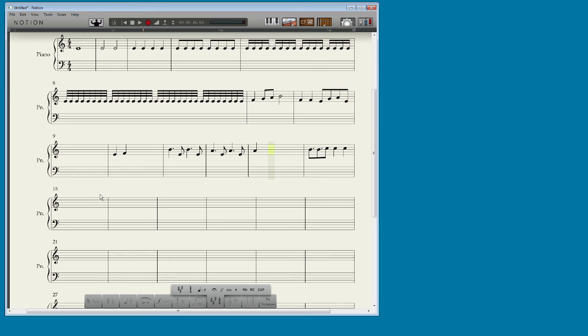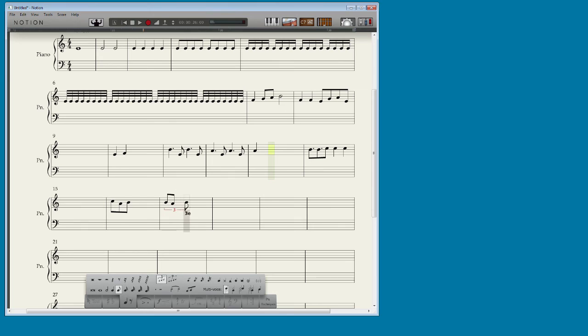There are also triplets. Sometimes you'll see some notes with a marker. I want a quarter, that's what I want. Oh, I see, I'm supposed to group it like that. Okay. Sorry. There we go.